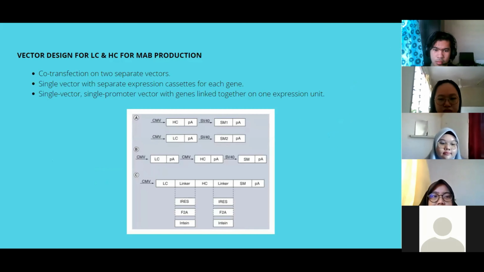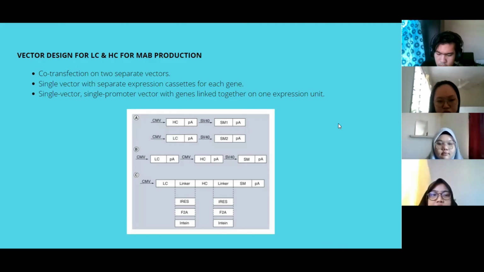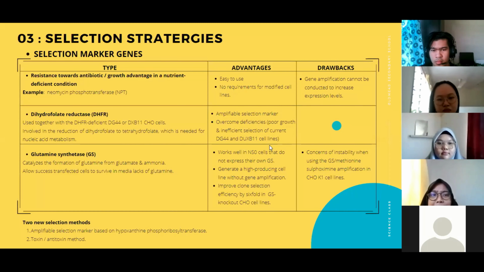So this is the vector design for LC and HC MAB production. The first one is co-transfection of two separate vectors shown in A. The second one is a single vector with separate expression cassettes for each gene shown in B. And the third is a single vector, single promoter, with genes linked together in one expression unit shown in C. Scientists utilize most of the C system. Next slide, please.